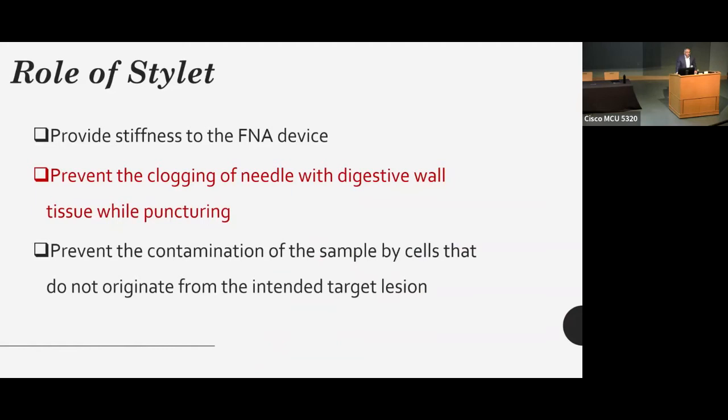And the traditional teaching is that if you remove the stylet and you are going through the gastric wall, you're going to take gastric tissue through that needle and you're going to contaminate the specimen and you will not be able to obtain a diagnosis. So why do we have a stylet? To prevent contamination and prevent clogging of the needle.